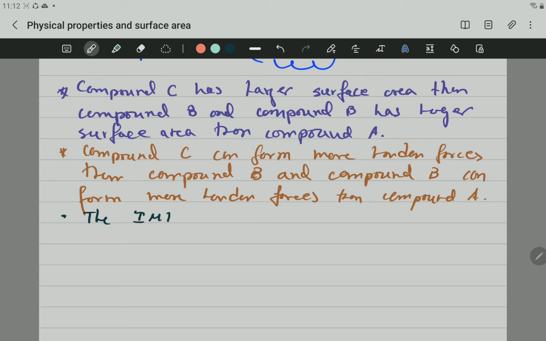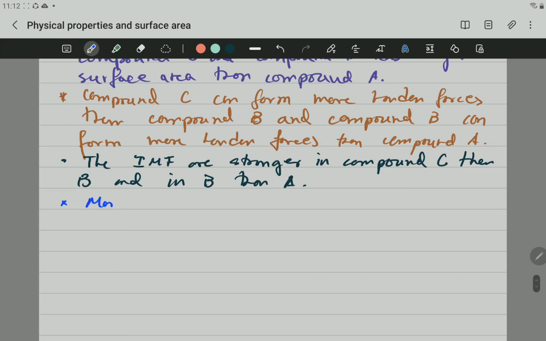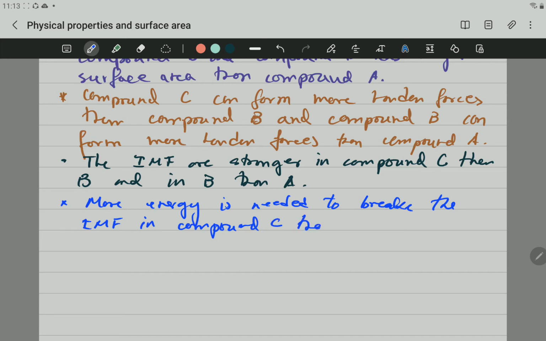The intermolecular forces are stronger in compound C than B, and in B than A. Now we go to the energy: more energy is needed to break the intermolecular forces in compound C than B, and B than A. And finally, we go to the conclusion.